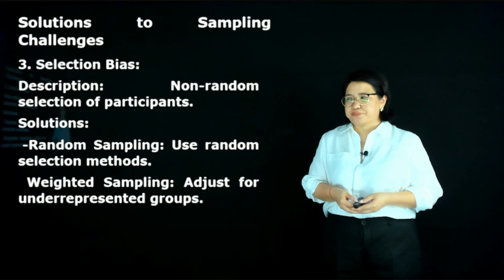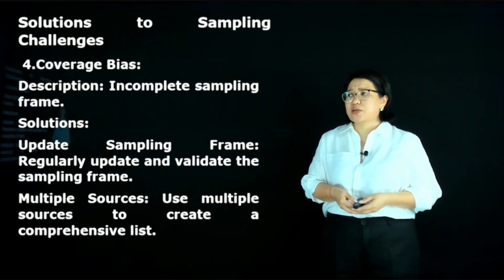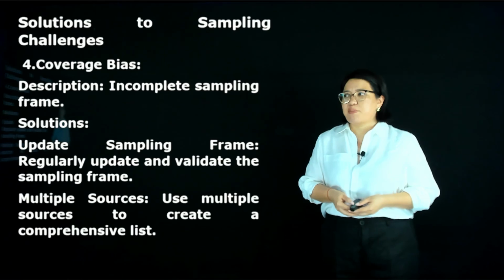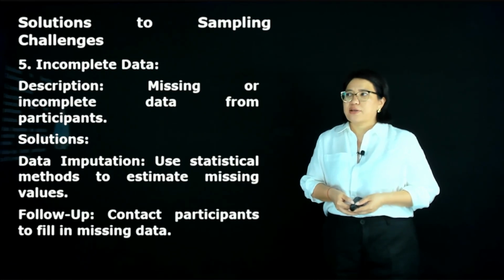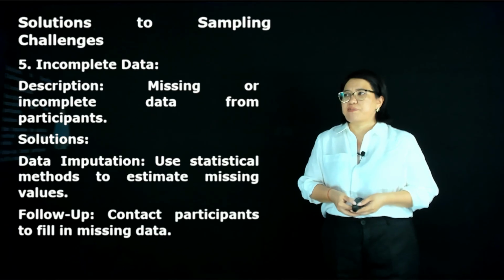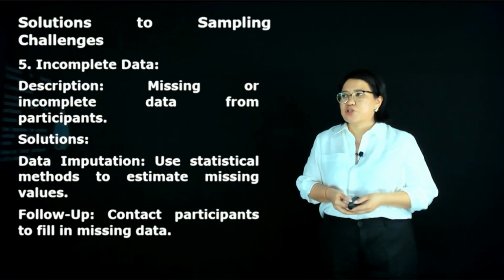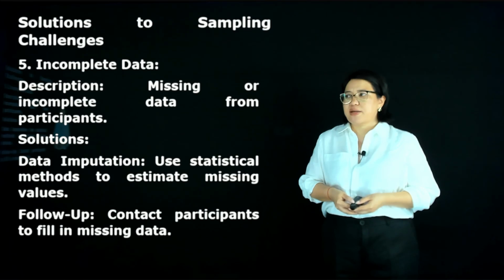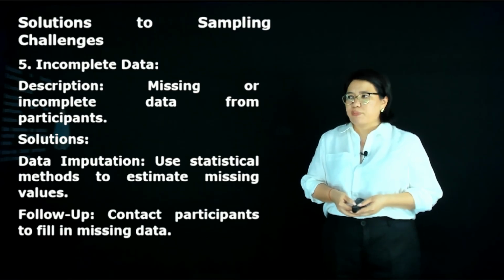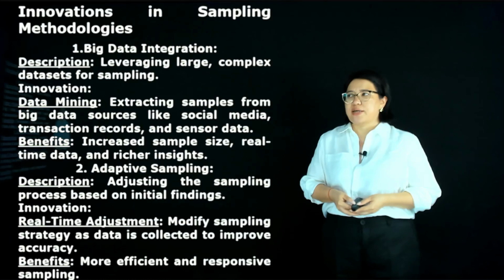underrepresented groups. Coverage bias is another challenge, caused by an incomplete sampling frame. The solution is to update the sampling frame regularly, validate it, and use multiple sources to create a comprehensive list. Incomplete data means missing or incomplete data from participants. For data imputation, use a statistical method to estimate missing values. And follow-up means contacting participants to fill in missing data.